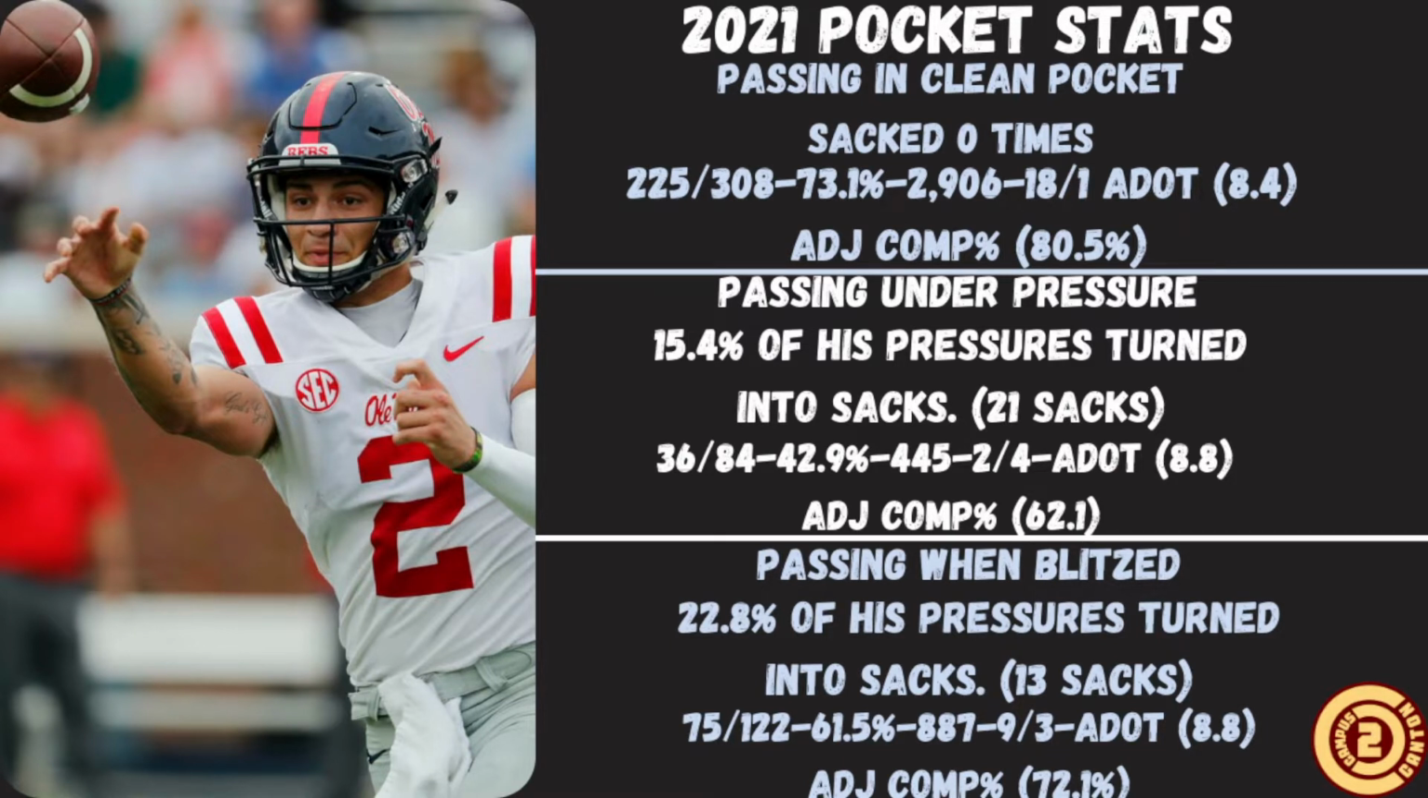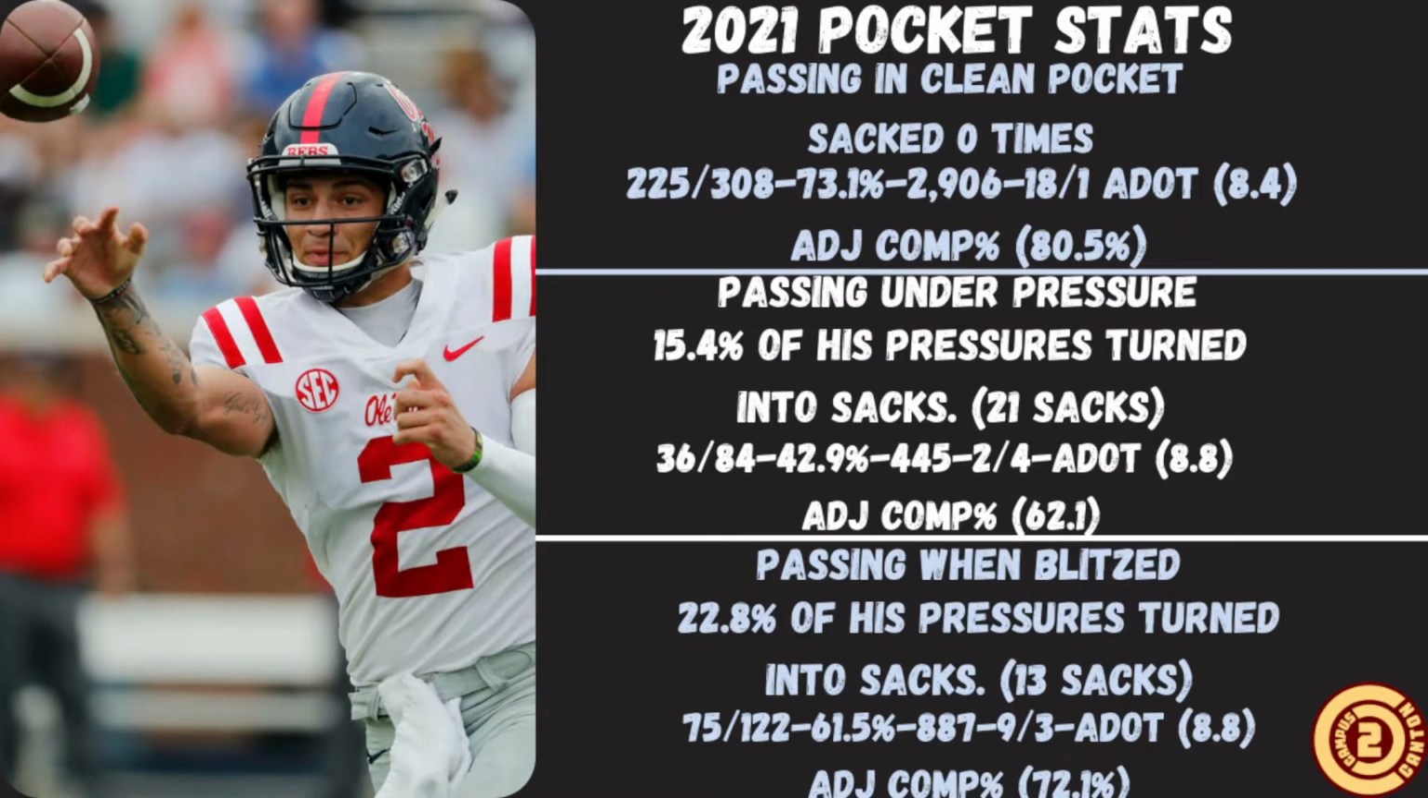Typically, the passing under pressure is where you see the worst QB stats about the pocket stuff, because of blitzing. Any quarterback worth his salt, worth his moxie, typically they're going to throw into blitzes, or if the coaching staff sees it, however they get out of it, they're able to get the ball off. And as you can see here, 22.8% of his pressures turned into sacks, 13 of them. Did complete 61.5% of his passes though, 887 yards, 9 for 3 on the touchdown to interception ratio, and a 72.1 adjusted completion percentage. So even when being blitzed, he was still fairly good. Again, just under pressure. And then we'll see how Corral also gets out of that, because he is very good at that as well.